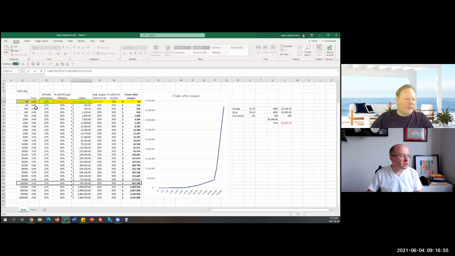So we multiply the quantity by the price by the affiliate commission, 1 minus affiliate commission. So the price is essentially reduced by 25%. Plus we multiply the quantity by the remaining 20% that didn't go through affiliates, and just multiply it by price. So there's 20% that are sold at 9.99, and there's 80% that are sold at 9.99 minus 25%.